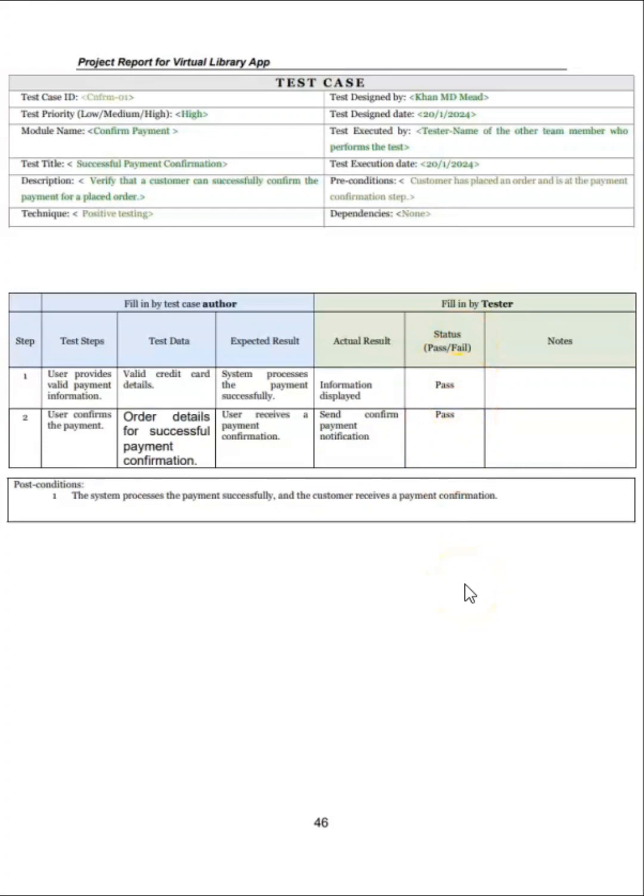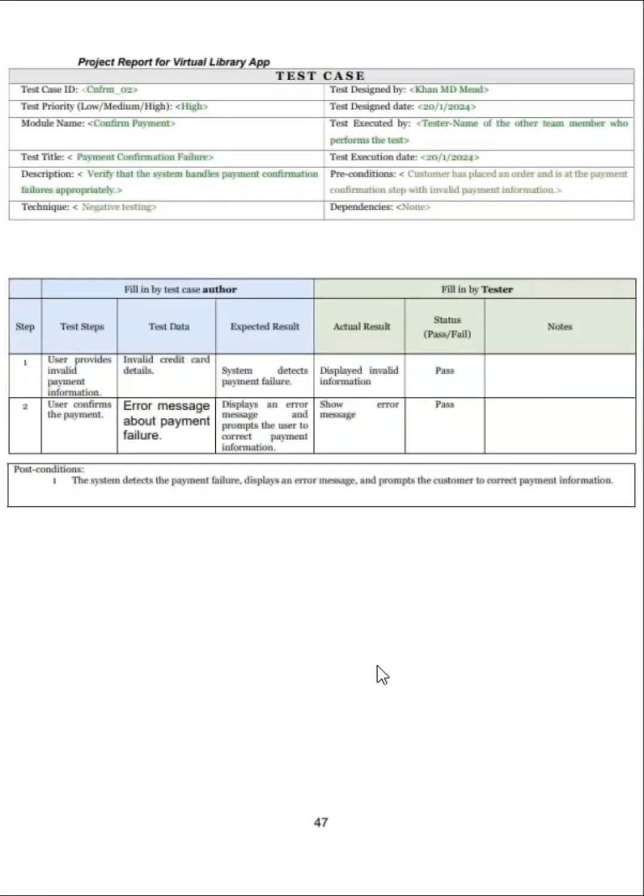And the post condition for this is the system processes the payment successfully, and the customer receives a payment confirmation. Our second test case for confirm payment is negative testing, and the precondition is customer has placed an order and is at the payment confirmation step with invalid payment information. The test case result is all pass, and the post condition is the system detects the payment failure, displays an error message, and prompts the customer to correct payment information.